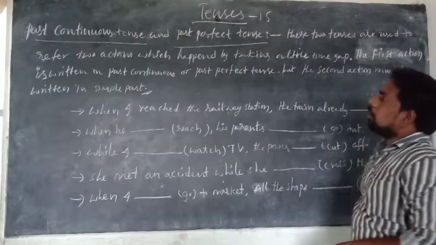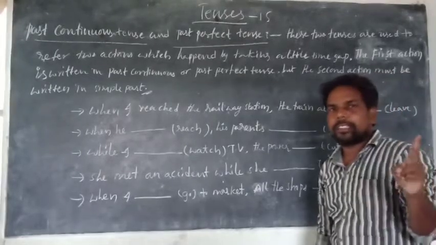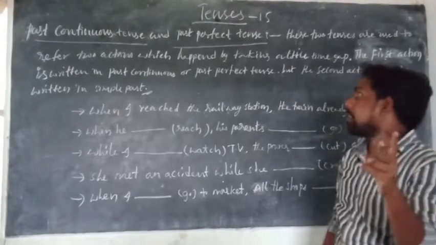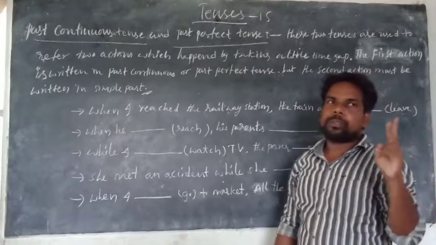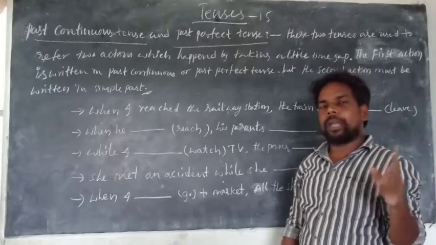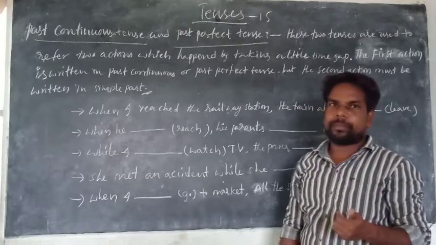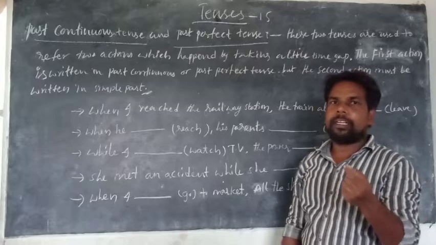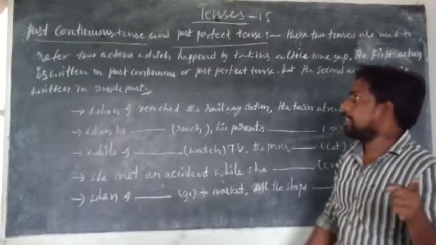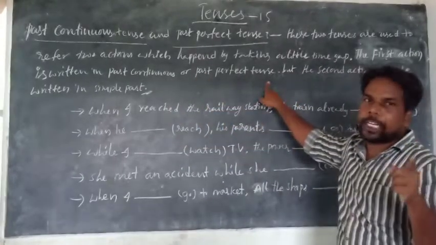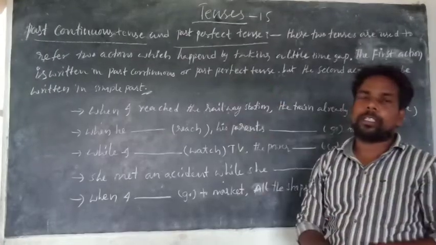Past continuous tense or past perfect tense are used to refer to actions. These two tenses indicate two actions which happen with a little time gap between them. The first happened action is written in past continuous or past perfect. You have to check whether past continuous is suitable or past perfect is suitable.